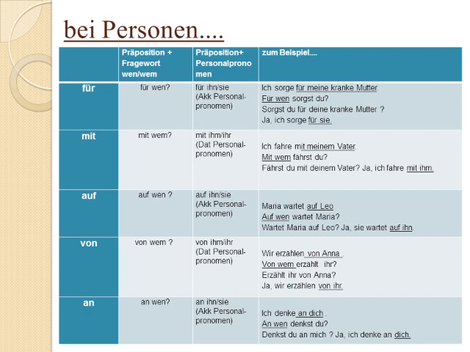I am looking after my sick mother. Here, mother being a person, we will use preposition plus the Fragwort wen, because für is an accusative preposition. So, für wen sorgst du? Für meine kranke Mutter. Sorgst du für deine kranke Mutter? Ja, ich sorge für sie. Here we have used the accusative personal pronoun sie for kranke Mutter.